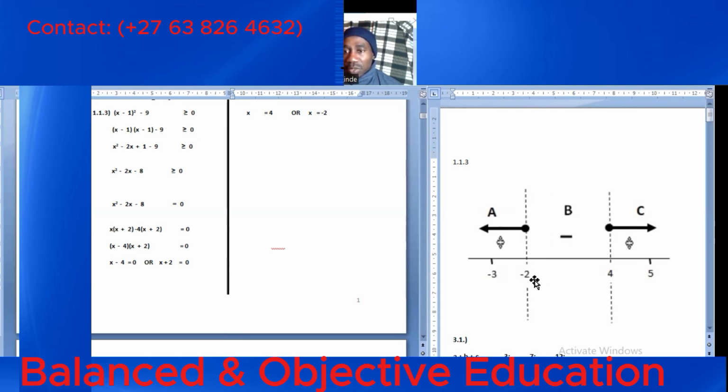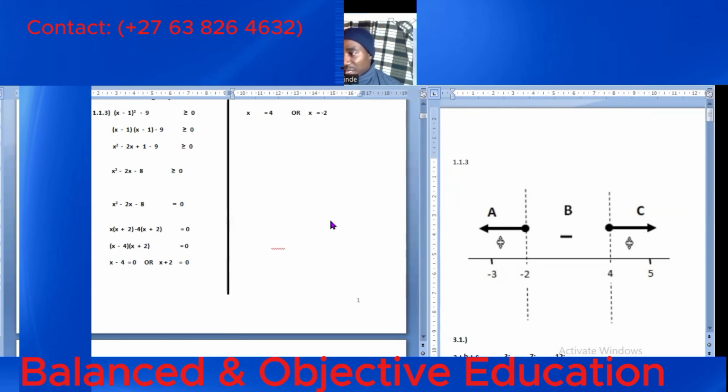Now, to the left of the lower root, which is -2 in this case, you will have another region, that is the values of x that are less than or equal to -2. So those will be to the left, and that will form region A. To the right of the upper root, which is 4 in this case, you have region C, which are values of x greater than or equal to 4.